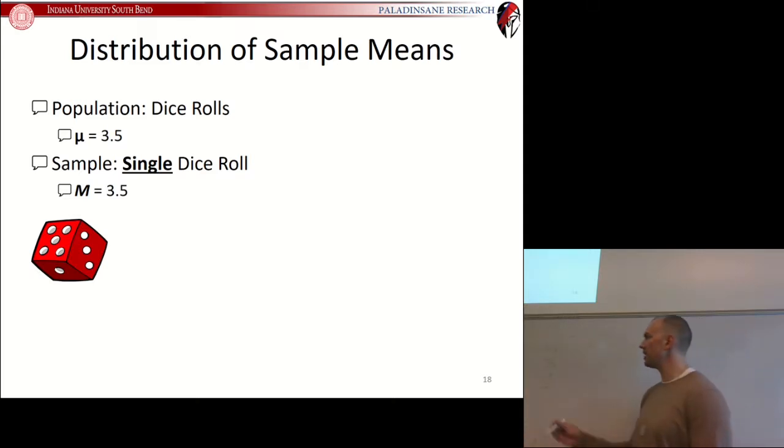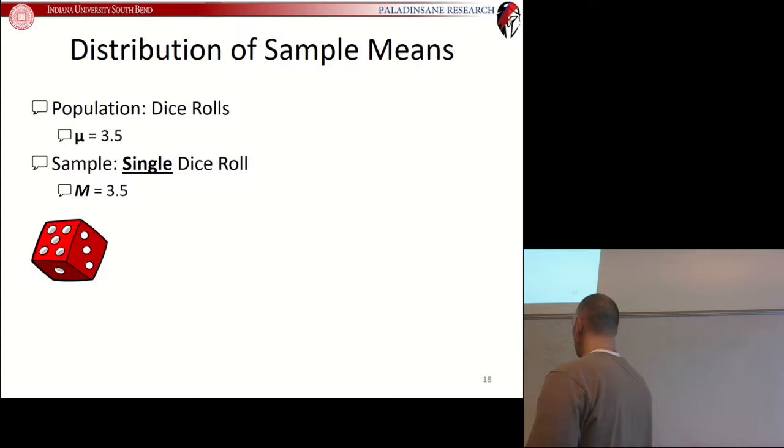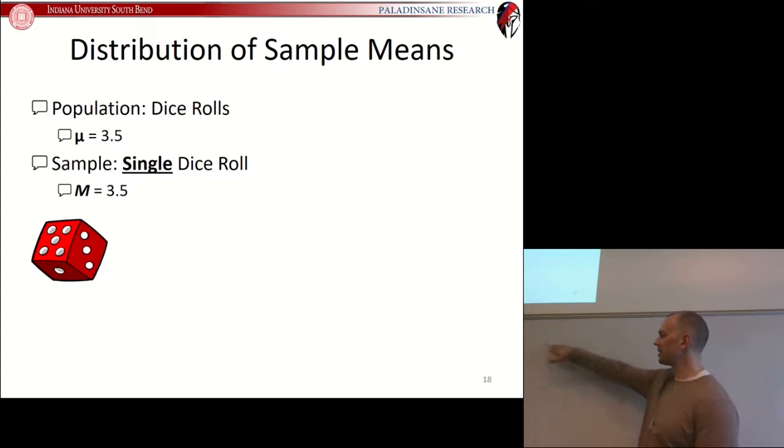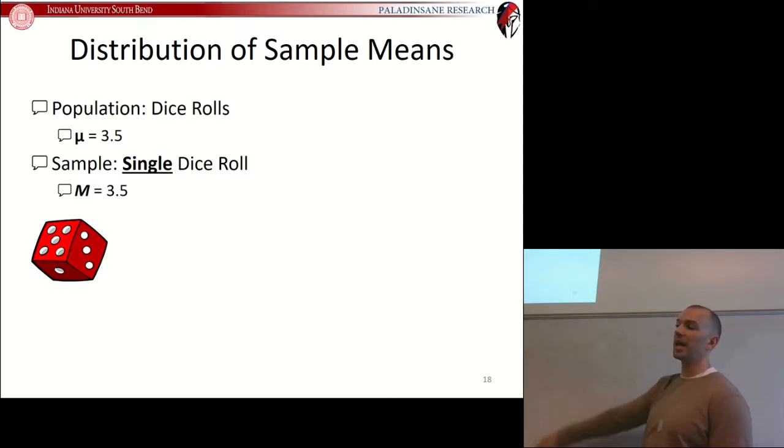If you were to then take the average of all of those sample rolls, you would get a mean of 3.5. So notice that this table of sample means, this distribution of sample means, very interestingly, has the same mean as the population mean. So that's going to be something that is true for every distribution of sample means. Your distribution of sample means has the same average as your population mean.